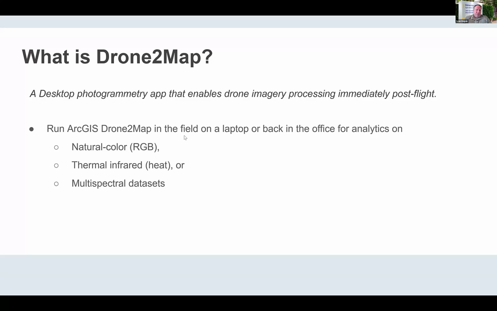You can run this in the field. Usually you would do that on the rapid options, I'll show you, or back in the office on something with a little bit more horsepower like a desktop computer. Depending on the size of your project, that may or may not be necessary, but now it will chug through natural color RGB imagery, thermal imagery, as well as multispectral data sets, which has been very limited in the not so recent past.